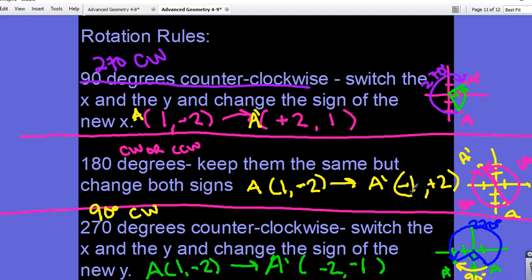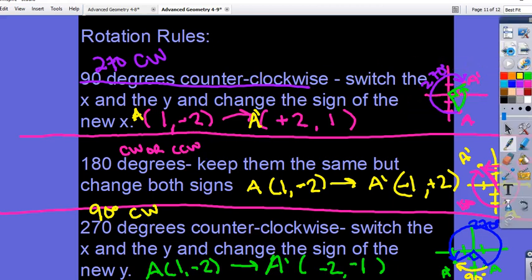So just to recap, our rules are counterclockwise unless they say otherwise. So our counterclockwise rules: 90 degrees, switch the x and the y, change the sign of the new x. 180, leave them alone, change both signs. 270, switch the x and the y, change the sign of the new y. You have to have these memorized.